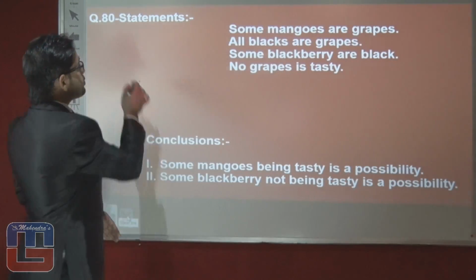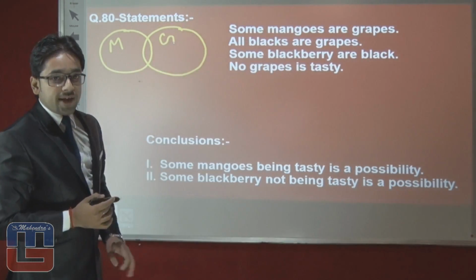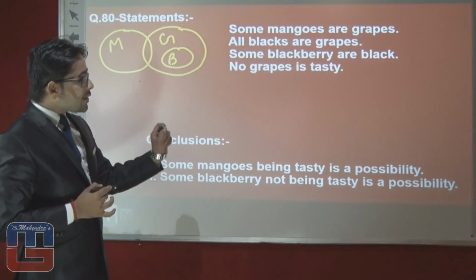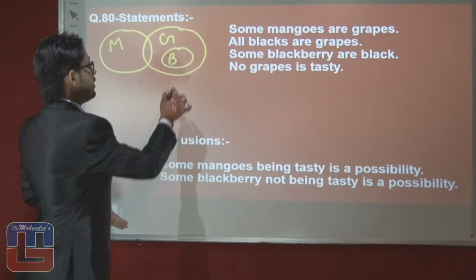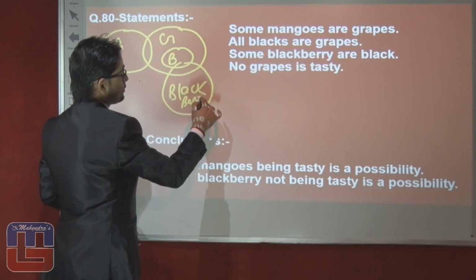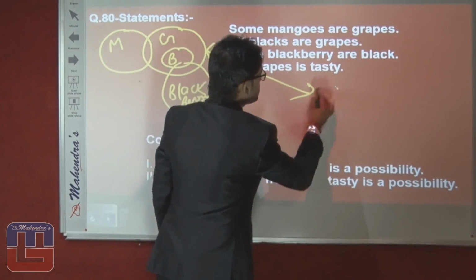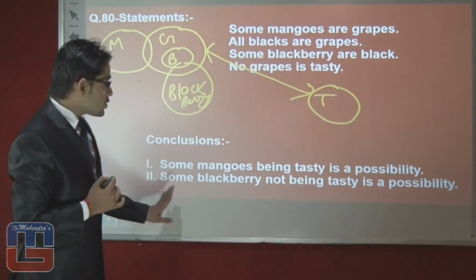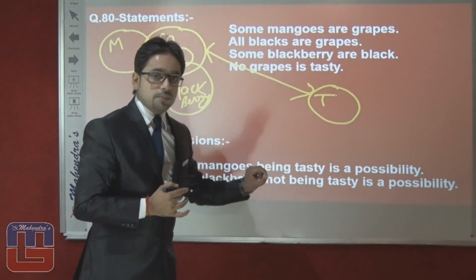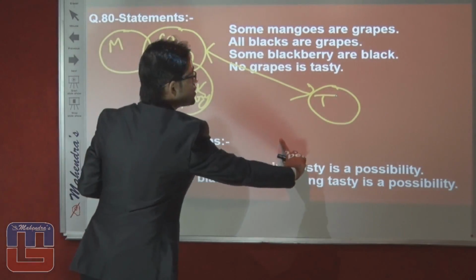Some mangoes are grapes. The second statement is saying all black are grapes. The third statement is saying some blackberry are black. The last statement is saying no grapes is tasty. The first conclusion which is written over here is: some mangoes being tasty is a possibility.